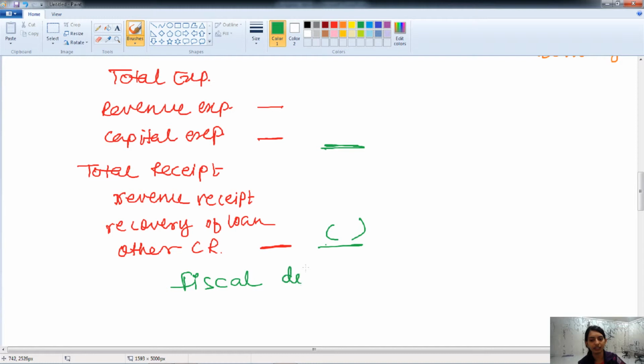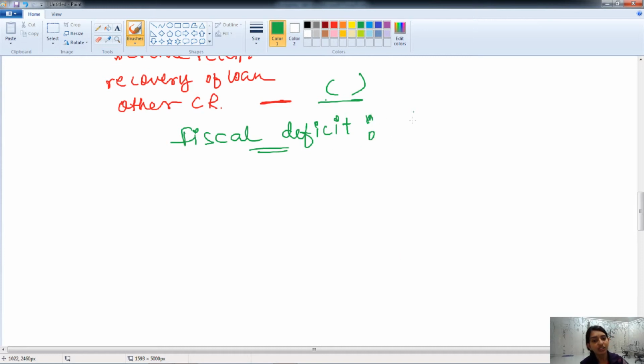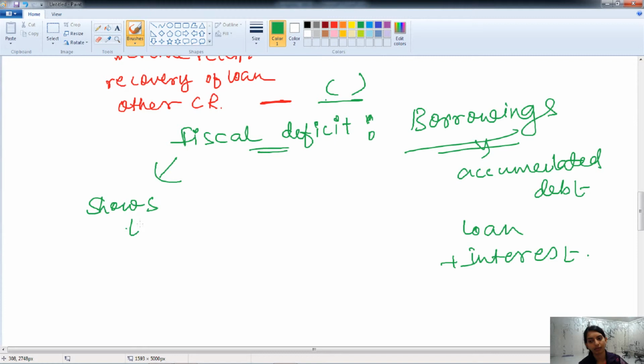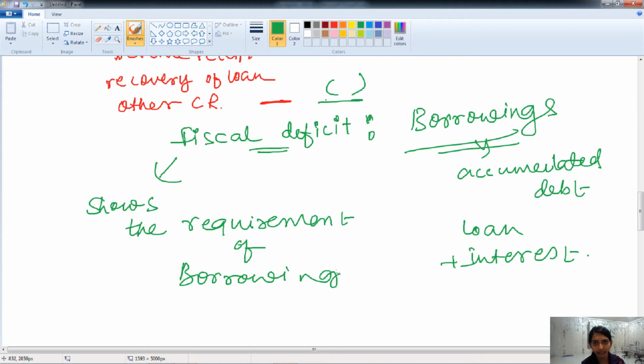Okay. Over here we have the fiscal deficit. Here in fiscal deficit, we are not deducting the borrowing of the government from the total expenditure. So fiscal deficit is nothing but the borrowings of the government. Here the borrowings is the accumulated debt. Accumulated debt includes the loan amount plus the interest on the loan. So fiscal deficit is nothing but the borrowings of the government, and thus fiscal deficit shows the requirement of borrowing for the government. How much amount of money the government needs to borrow, that is shown by the fiscal deficit.